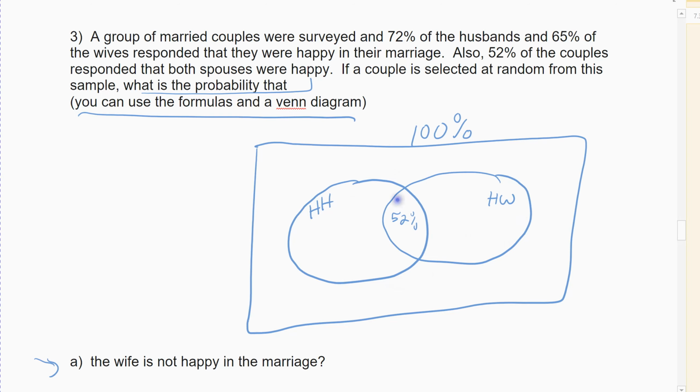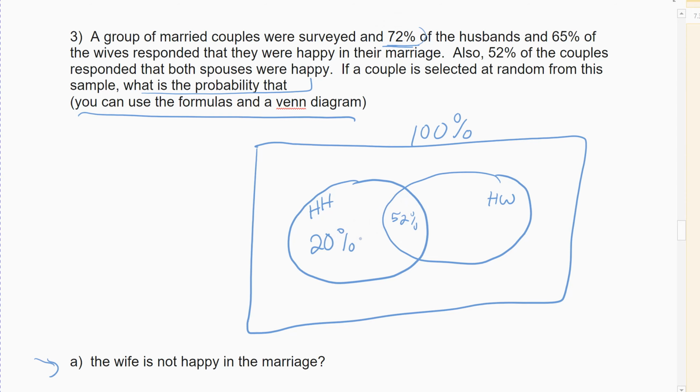So now I'm going to use the fact that I know that this circle is my happy husbands. Well, that circle should represent 72% of the 100% of the people in the survey. I've already counted 52% of them where the wives were also happy, so what's left over would be only the husbands were happy, the wives were not. So I take my 72, I subtract my 52, and that's going to leave me with 20% of those surveyed. Husbands were happy, wives weren't.